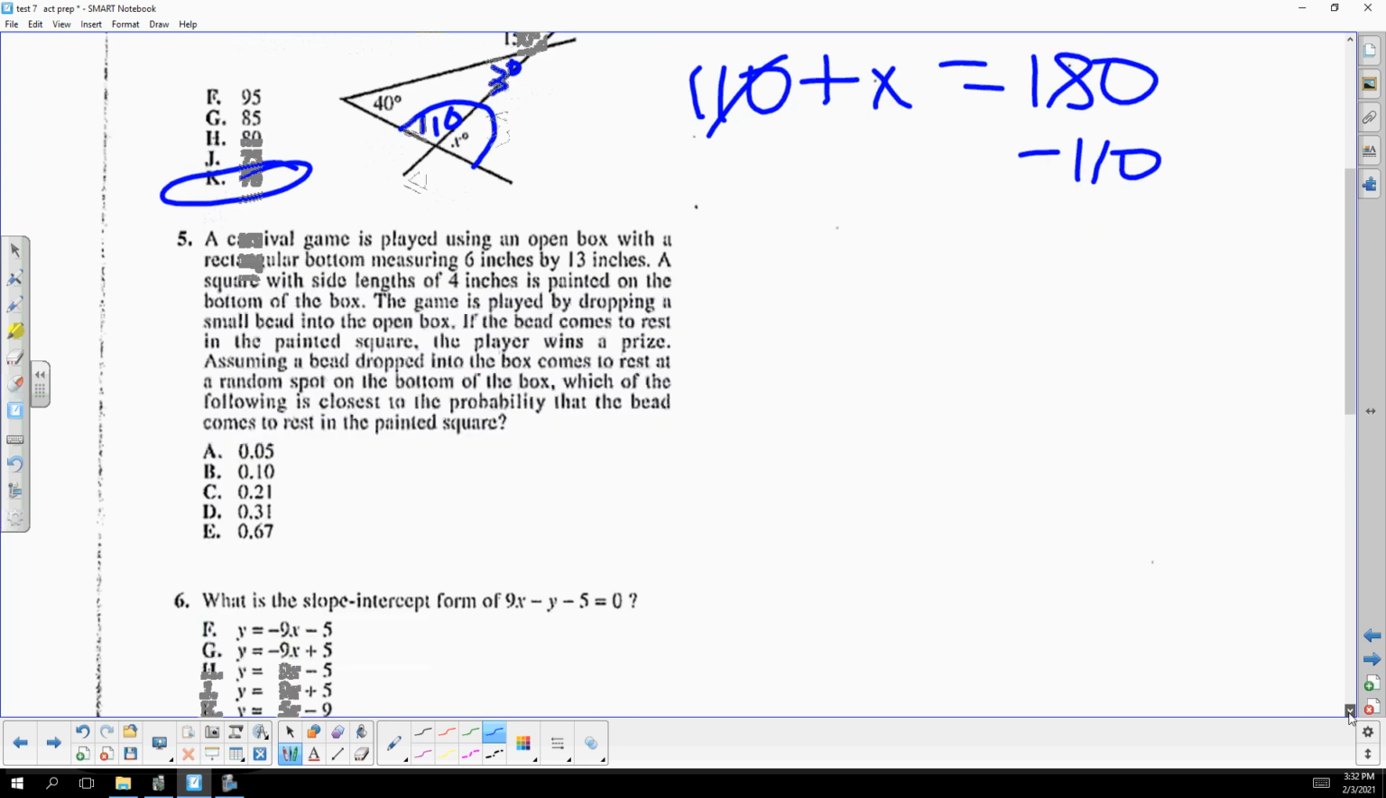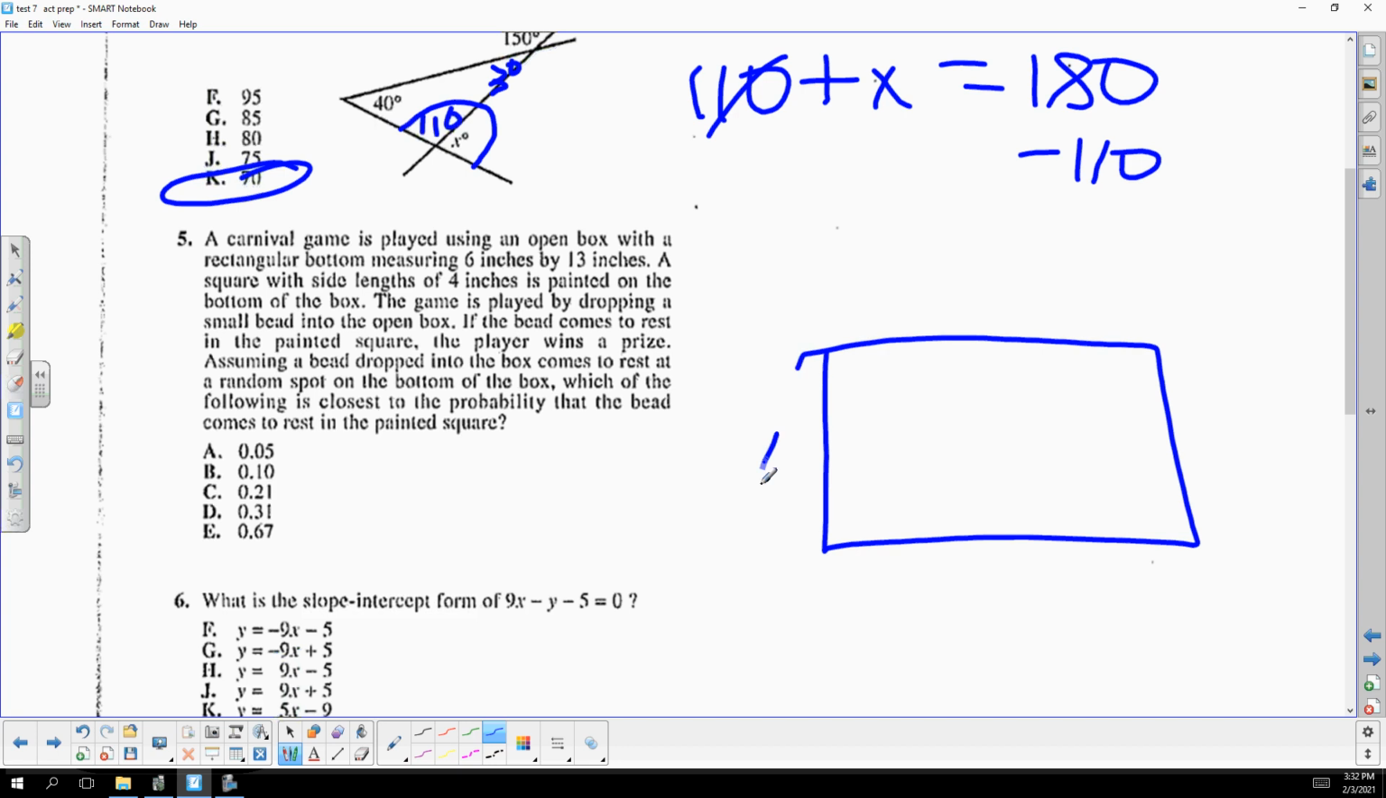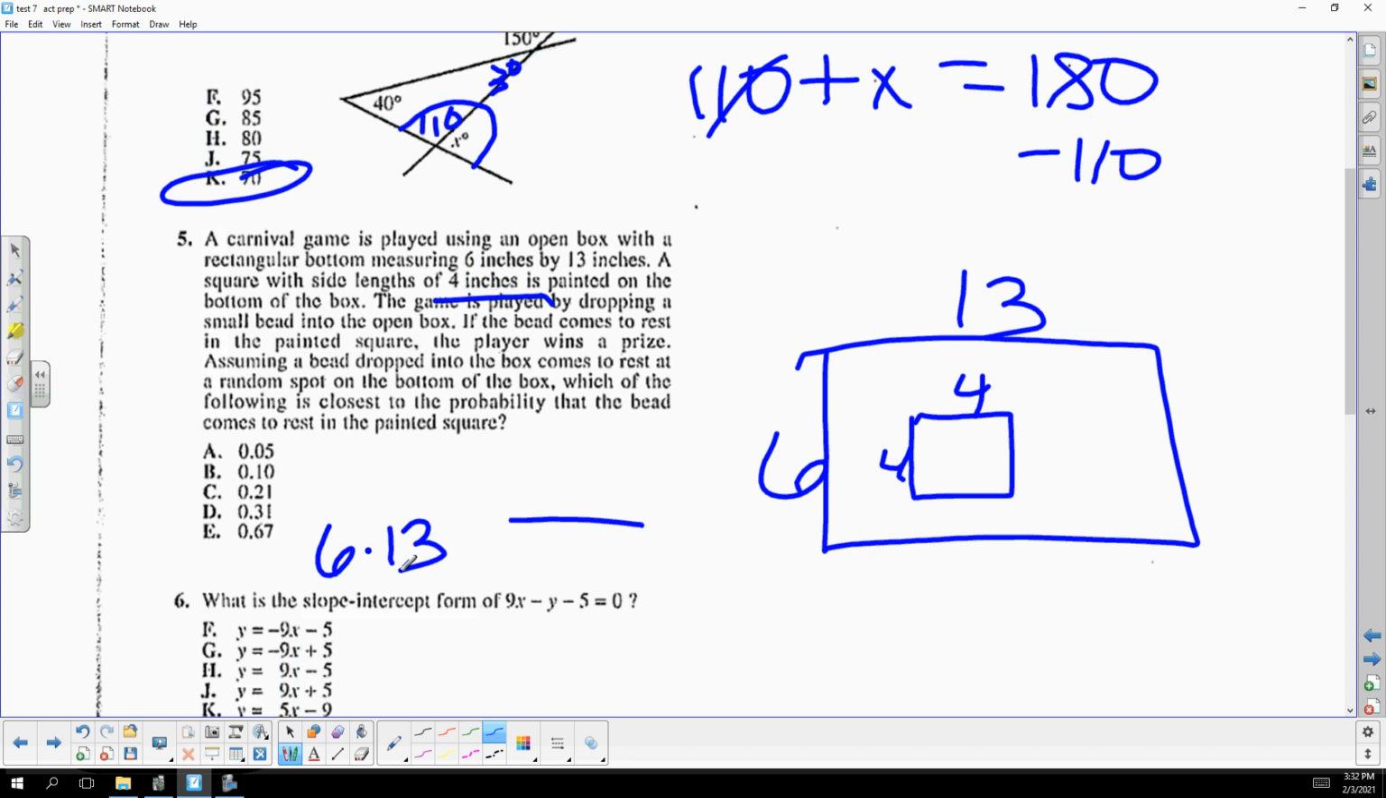Okay, number 5 is area proportionality. So there's a rectangular box that is 6 by 13, and inside is a square 4 by 4. So if something lands anywhere in the box, well, the box is the total. So the area of the box is the total. That's 6 times 13, 78. So that's the total area, typical probability.